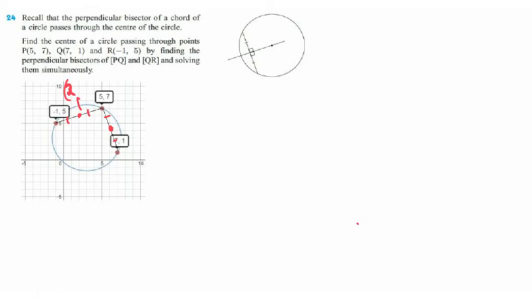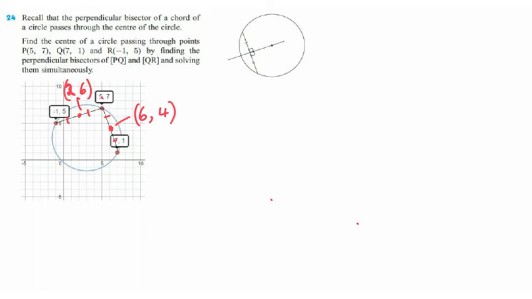If I add 3 to -1, I get to 2, add another 3, I get to 5. The y-coordinate's gone from 5 to 7, halfway between 5 and 7 is 6. So I've got the coordinates of that point. The coordinates of the midpoint of the other line, it's gone from 5 to 7, so in this case the x-coordinate will be 6, and from 7 down to 1, so the middle of 7 and 1 is 4.